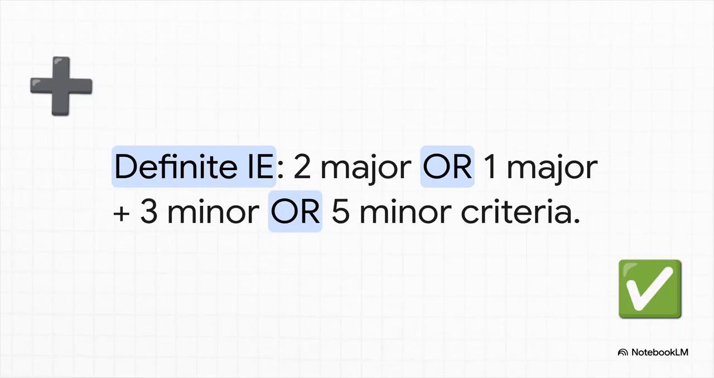And here's the formula you just gotta know. To get a definite diagnosis, you need either 2 major criteria, simple, or 1 major plus 3 minor. Or if you've got no majors, you can still get there with 5 minor criteria. That's it: 2 majors, 1 and 3, or 5 minors. Lock that combination in.